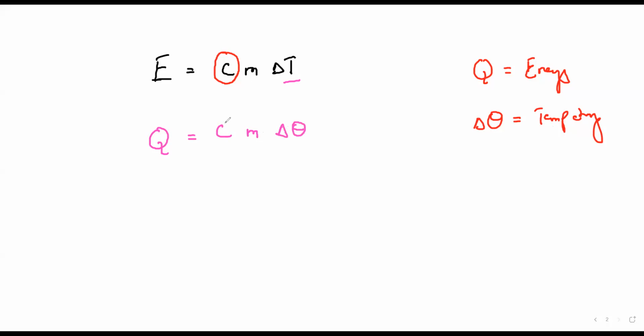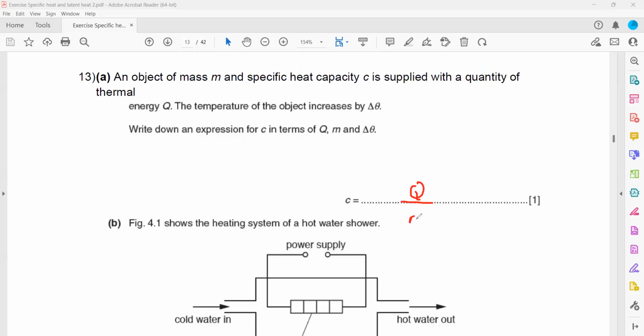Now, if I want to make the specific heat capacity the subject, mass and temperature change are multiplied, so on the other side it will be divided: Q over M delta theta. Theta is a Greek letter, it looks like a Q, but it's the Greek letter theta. So the specific heat capacity is Q divided by M delta theta. Same thing. They ask for this expression for C in terms of Q, M and delta theta, so we write that C equals Q divided by M delta theta. That's it. Clear?